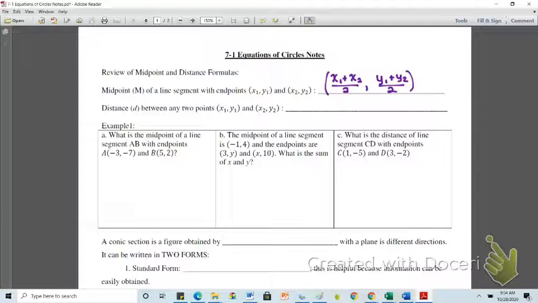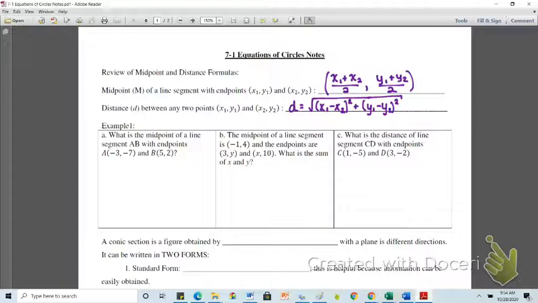Your distance formula then is d equals the square root of x1 minus x2 squared plus y1 minus y2 squared. Again, the order of it does not matter as long as you keep the same point in the same position in both parentheses.